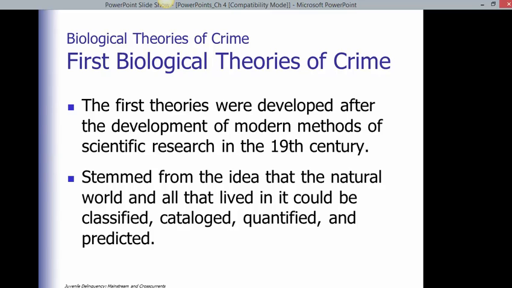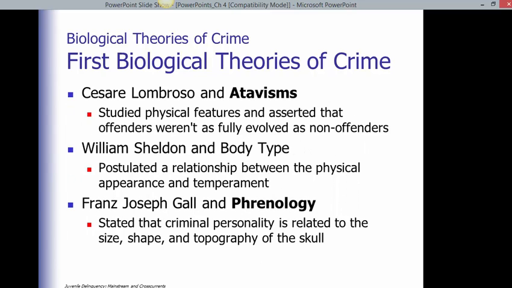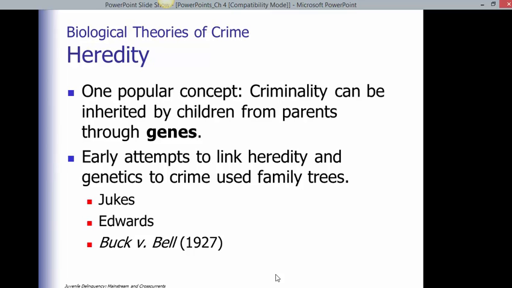They stemmed from ideas that the natural world and all that lived in it could be classified, cataloged, quantified, and predicted. Cesare Lombroso and atavisms studied physical features, asserting that offenders weren't as fully evolved as non-offenders. William Sheldon and body type postulated a relationship between physical appearance and temperament. Franz Joseph Gall and phrenology stated that criminal personality is related to the size, shape, and topography of the skull.